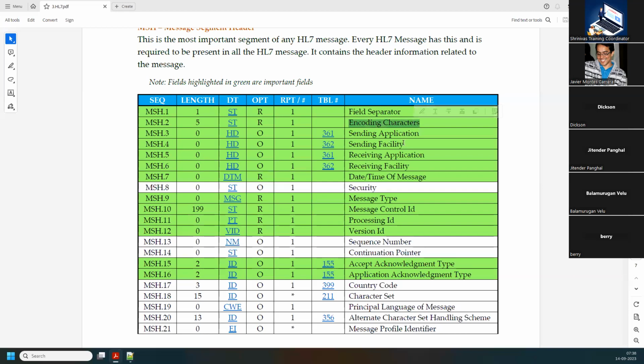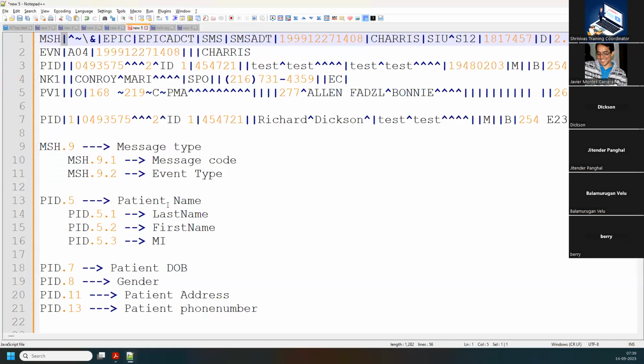I have one question. Field separator will be a different one other than pipe, because it says a field separator, right? Can we give an asterisk or something like that? Or is it always a pipe? Or is it just a standard? The HL7 standard says pipe. If you want to use a different value, you can go ahead and change it and use it. Let's say, for example, if you want to use star or asterisk, as you said, you can go ahead and use it.